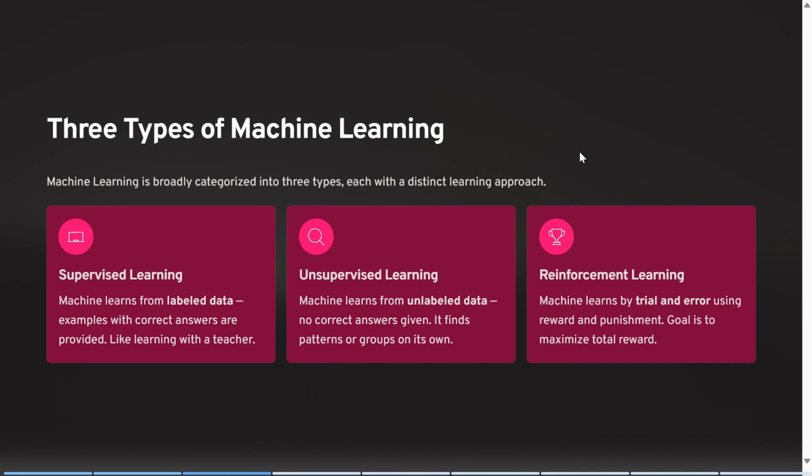Unsupervised learning is learning from unlabeled data. No correct answers are given. The machine will find patterns on its own. Third is reinforcement learning. This is learning by trial and error. It uses reward and punishment, and the goal here is to maximize the total reward. Let's see all these three types one by one.